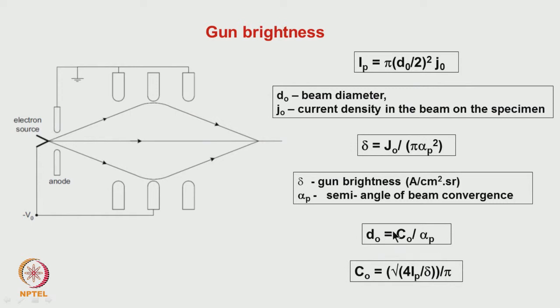This size of the source is given by this formula, which you can go through and understand. Essentially, the brighter the source, that means that electrons are emitted from a point region with very high intensity, then this value of D0 becomes small. That is what one should understand.